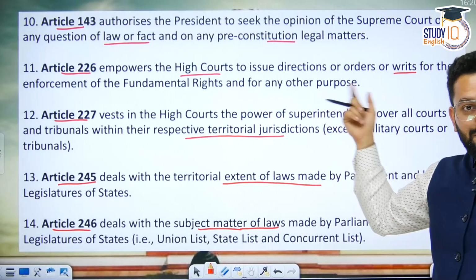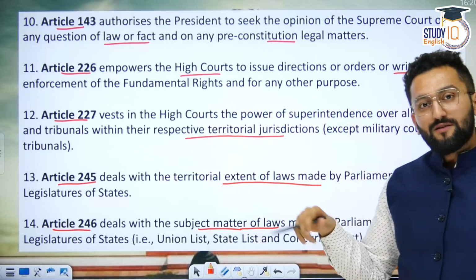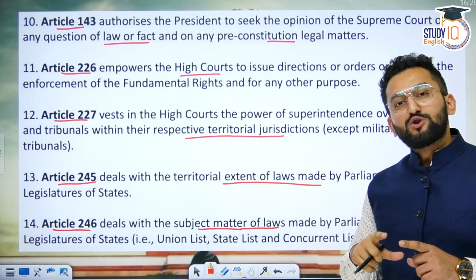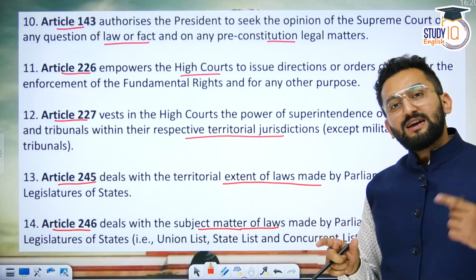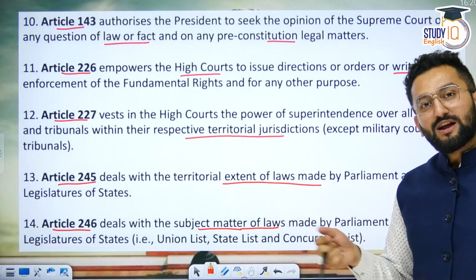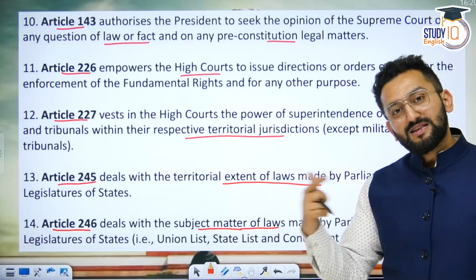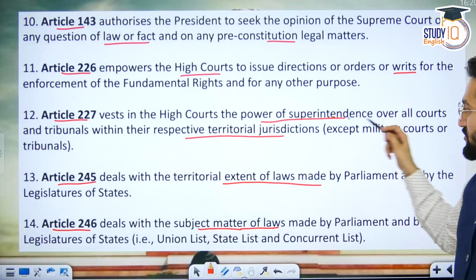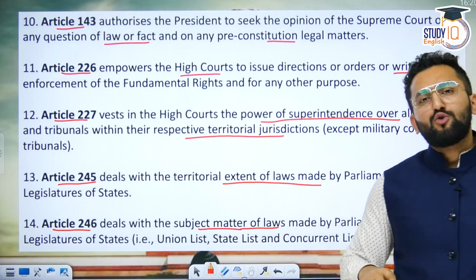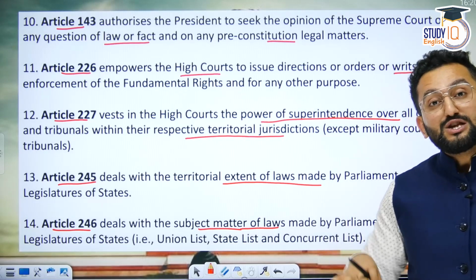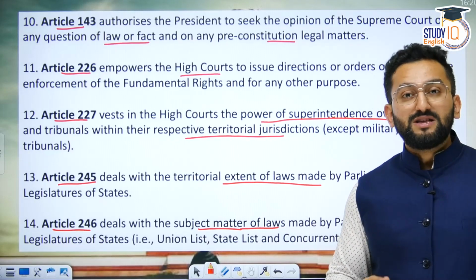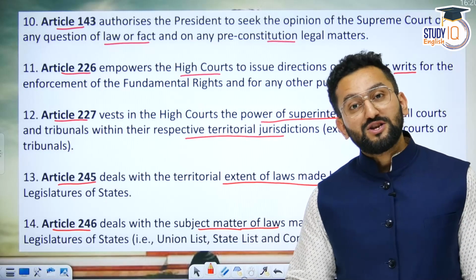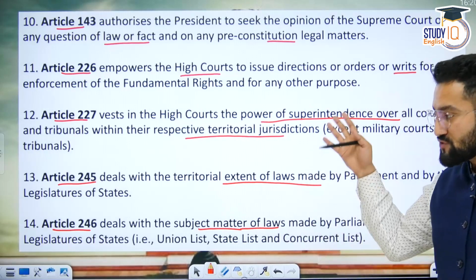Article 226, we are talking about the High Court issuing writs, and I told you that the High Court's power to issue writs is wider than the Supreme Court's, right? Because the High Court can issue writs for protection of fundamental rights as well as legal rights. Article 227 vests the High Court with the power of superintendence. I told you that the High Court has supervisory jurisdiction, meaning supervisory power, over the district courts. I told you about this logic at the start of the Supreme Court chapter. So we are revising here.